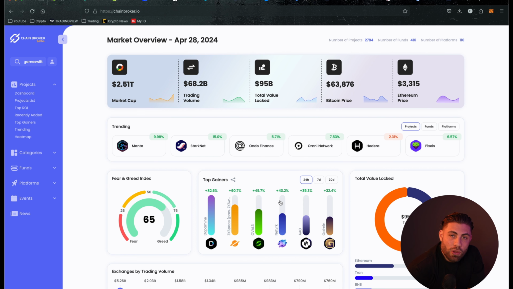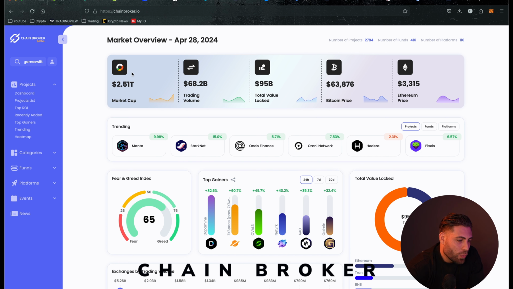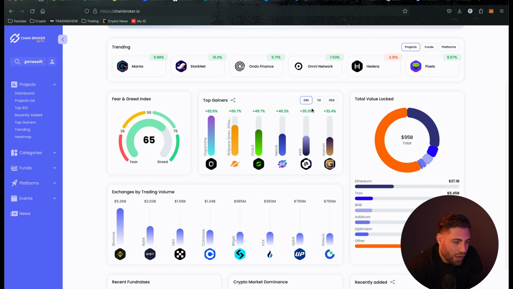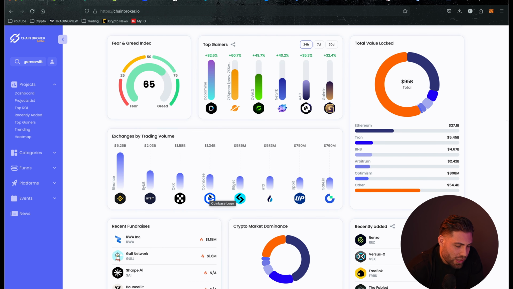The next tool I have for you is called ChainBroker. This is the main page. First thing you can have a look at is the total market cap of the market, the trading volume, total value locked. You can see Bitcoin and Ethereum price. You can also have a look at the fear and greed index. You can see some of the trending coins. It's just a lot of helpful information you can find here. One of the best ones is also the crypto dominance. You can see the Bitcoin dominance, 44%.